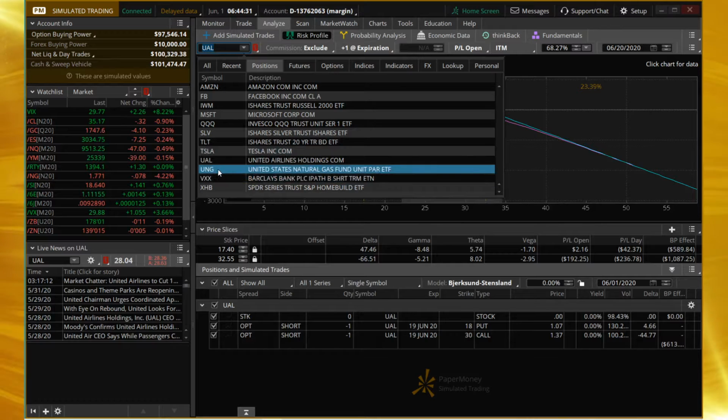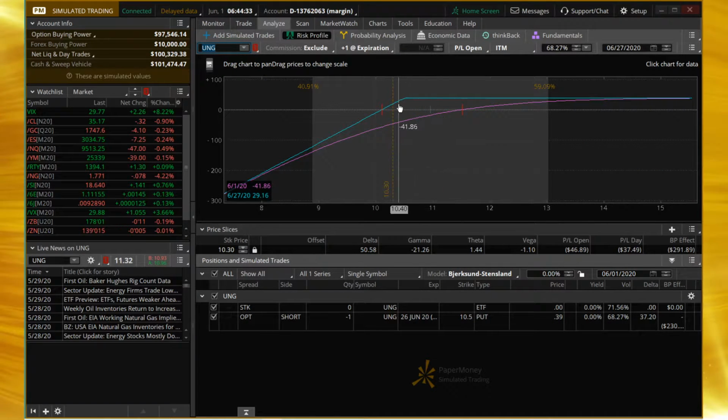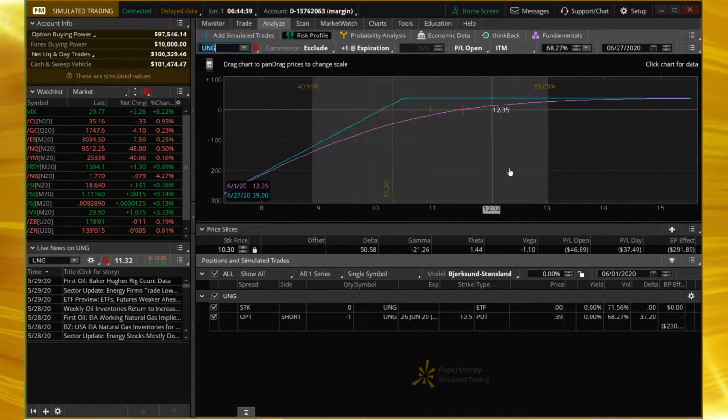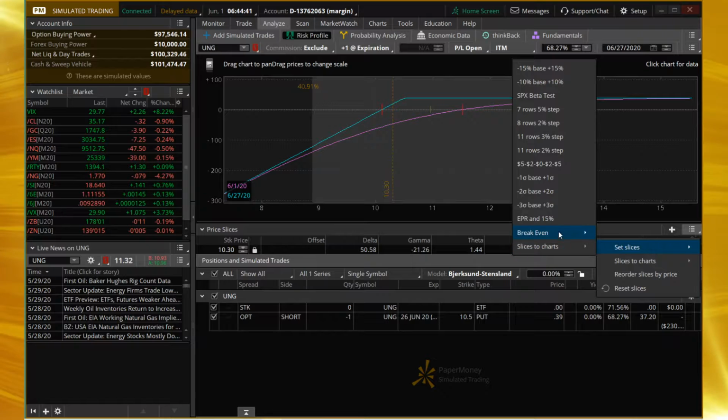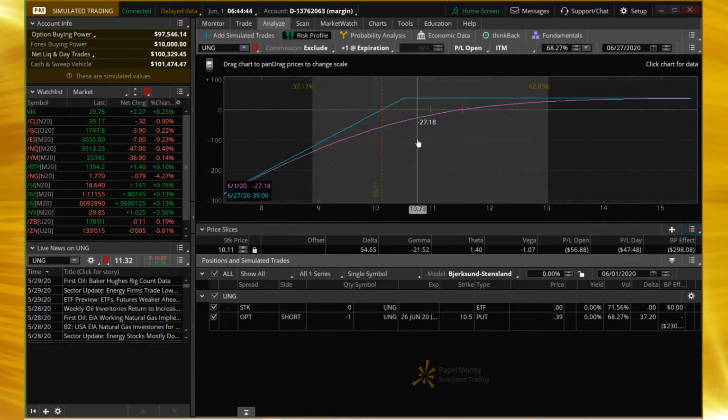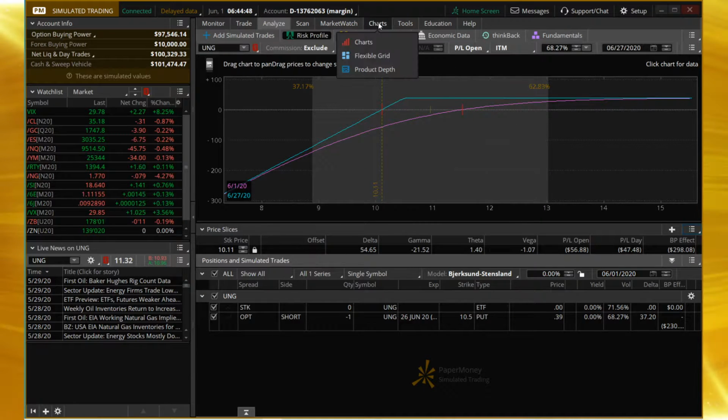And I believe the other one was natural gas, the naked put here, right? So my price slice here is a little off. You can see that's supposed to be set to break even. So let me set slice to break even. There we go. We're looking at a round up 63% probability of profit on that one.